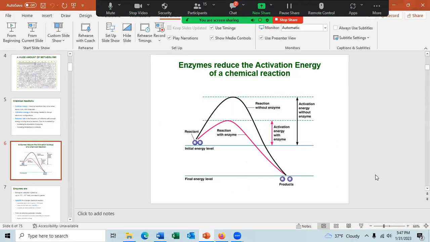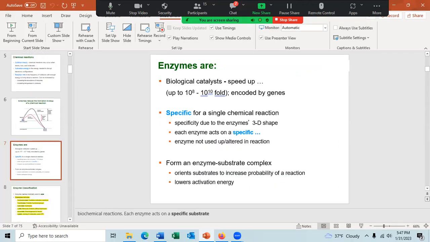All right. Enzymes are biological catalysts. They speed up a biochemical reaction. Many times, if you really want to know, it's up to 10 to the 8th times, which is 100 million, to 10 to the 9th times. I think that's 10 billion times. And you don't need to know these numbers. It's just telling you that enzymes, as biological catalysts, can really speed up a chemical reaction.